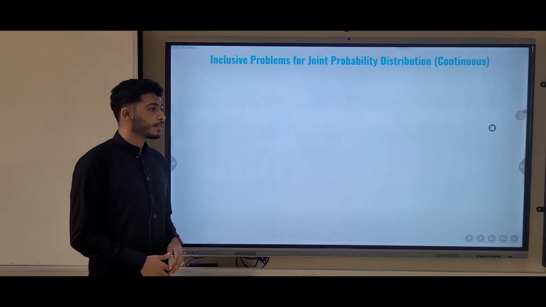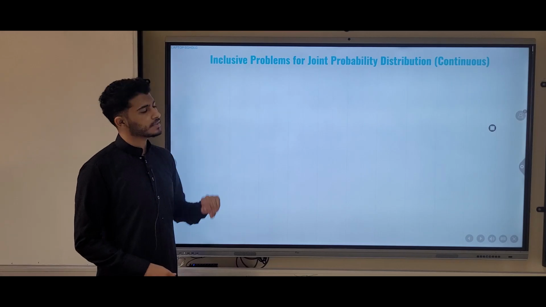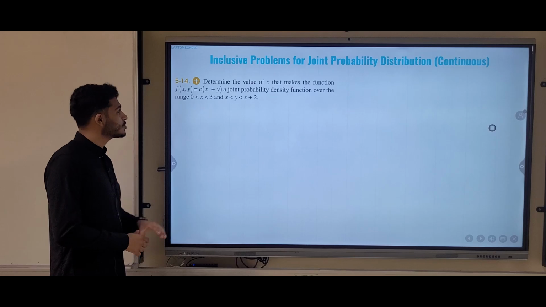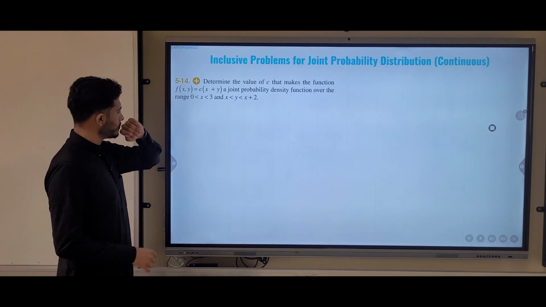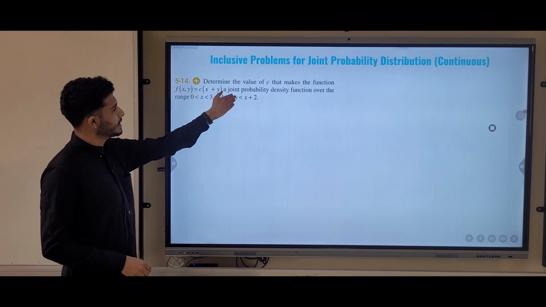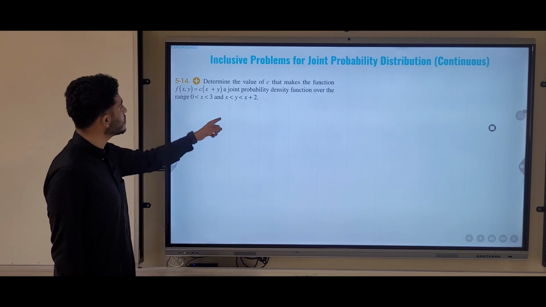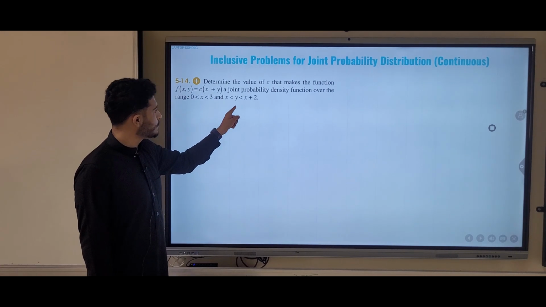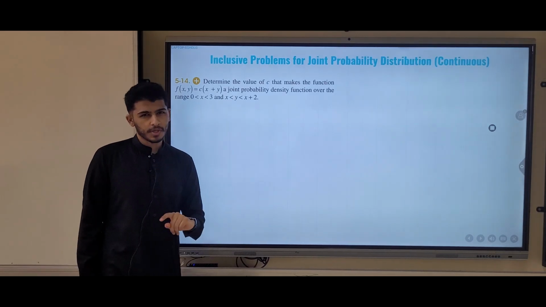Now let's continue. We're gonna solve still inclusive problems, but now we're gonna be dealing with the continuous case. Let's see the question that we have to solve. Determine the value of C that makes this function a joint probability density function over the range of X and the range of Y. And as we can see here, the range of Y has X in it. So the range of this variable has another variable in it, which is troublesome to us.